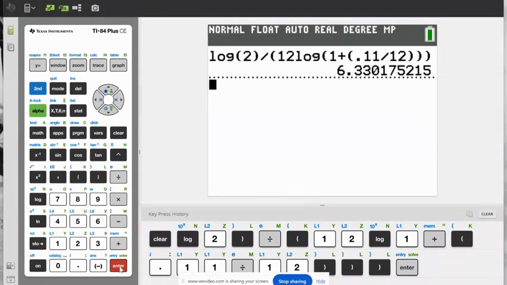All right, so the rule here is you're always going to do 3 decimal points unless we're talking about money. If we're talking about money, how many decimal places should it be? 2. So we're always going to do 3 decimal places unless we're talking about money, then we'll do 2 decimal places. So this will be 6.330 years.